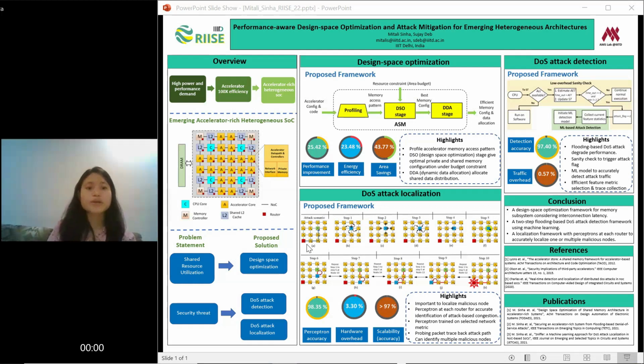So in conclusion, we provide three solutions for accelerated heterogeneous SoCs, where the first solution targets a design space optimization for the memory subsystem, considering the interconnection latency and the resource constraints. Our second solution provides a two-step flooding-based DOS attack detection framework using machine learning, whereas the DOS attack localization framework uses perceptrons at each router to accurately localize one or multiple malicious nodes.